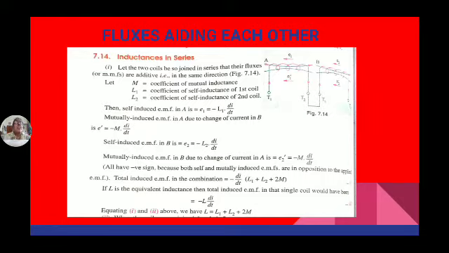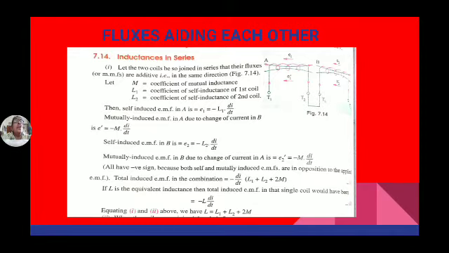Now come to the total EMF induced in coil 2. Here also the EMF induced in coil 2 is the EMF developed due to its own flux plus the EMF developed due to flux in coil 1. So again it is the sum of self-induced EMF plus mutually induced EMF. The self-induced EMF in coil 2 is -L2 di/dt, and the mutually induced EMF in coil 2 is -M di/dt.